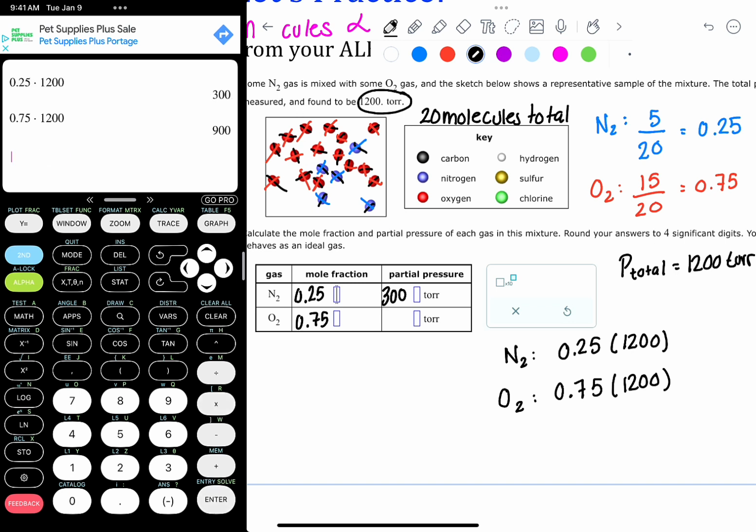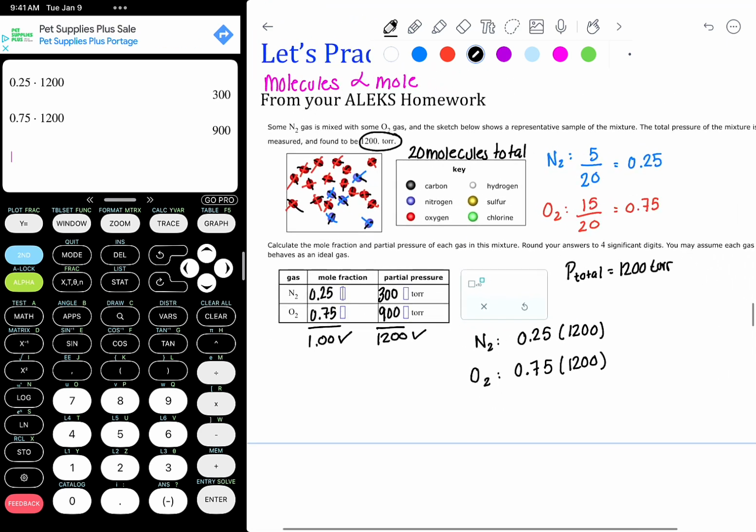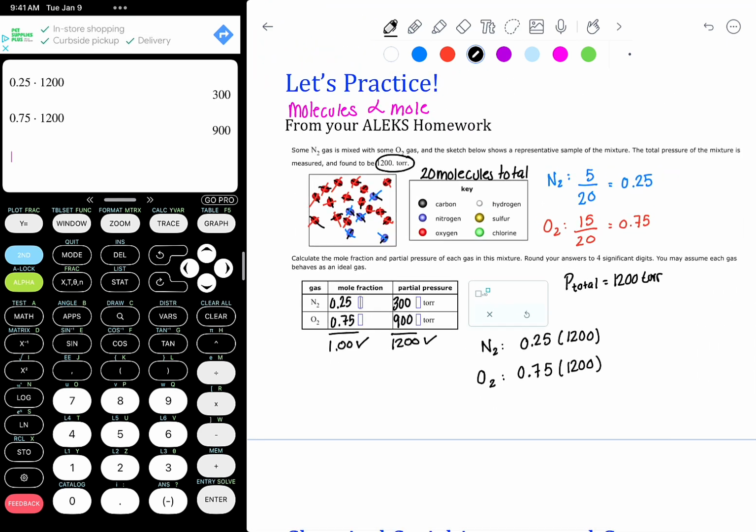So its partial pressure is 900. We can add these up. This adds to 1200, check. And we can add these up. They come to 1, check. So we know we did both of those correctly. So when you see this on your ALEKS homework, that's what you need to do. Make sure that you are equating molecules and moles together.